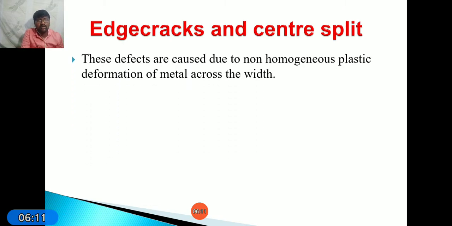These defects are caused due to non-homogeneous plastic deformation of metal that occurs in the width. Non-homogeneous plastic deformation is due to the stress on the workpiece. What happens? The stress will not be uniform across the workpiece. Due to this, the edge cracks and center split will be formed.